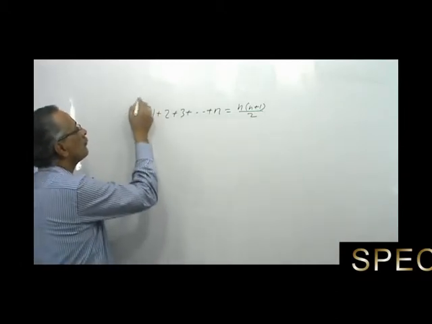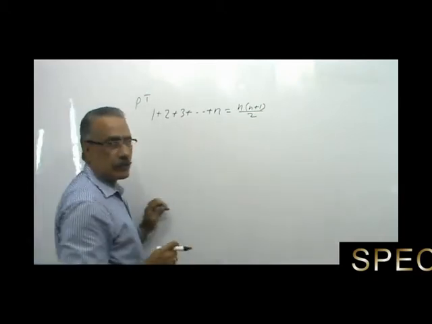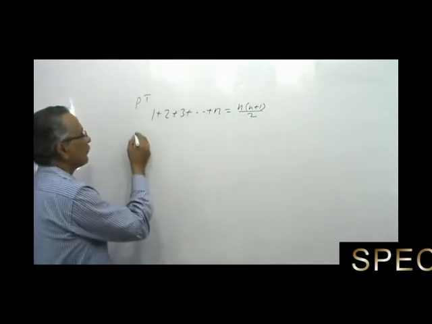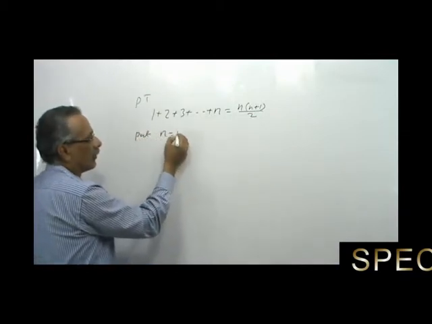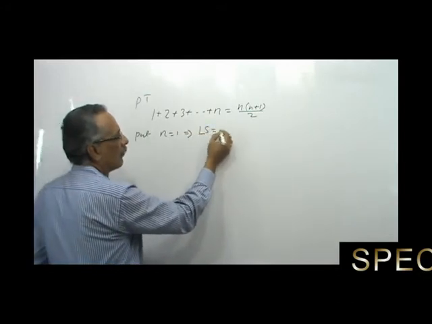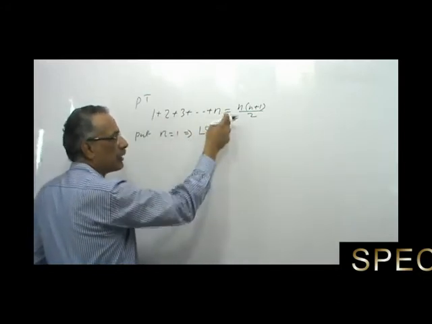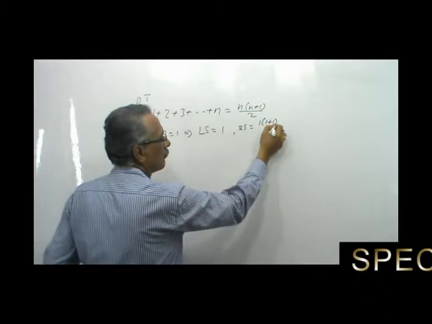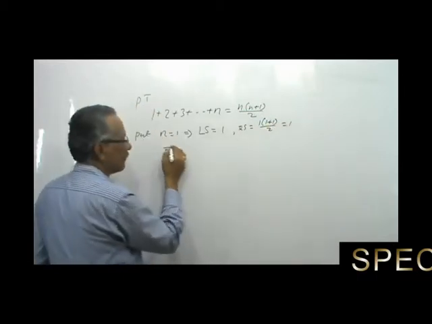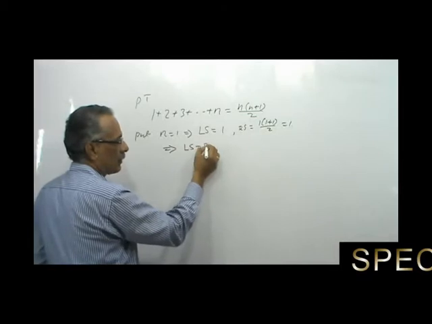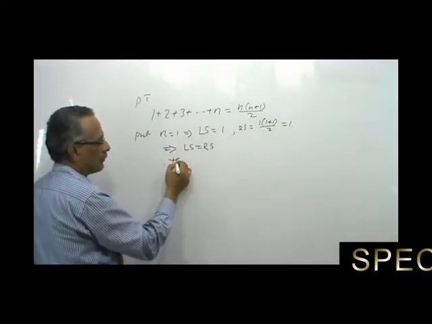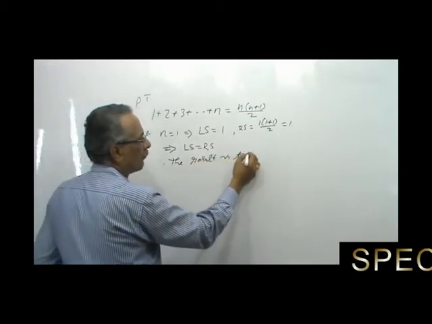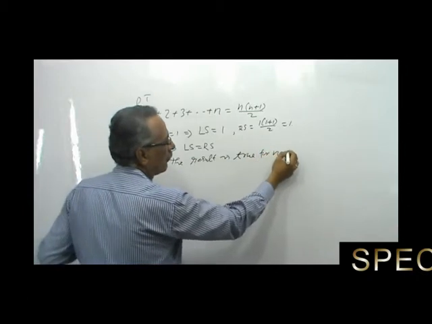Prove that 1 plus 2 plus 3 plus up to n is equal to n into n plus 1 by 2 using the principle of mathematical induction. First, put n is equal to 1. The left side is equal to 1. 1 plus 2 plus up to n, n is equal to 1, so 1. Right side is equal to 1 into 1 plus 1 by 2, that's also 1. What does it imply? It implies left side is equal to right side. Therefore, the result is true for n is equal to 1.